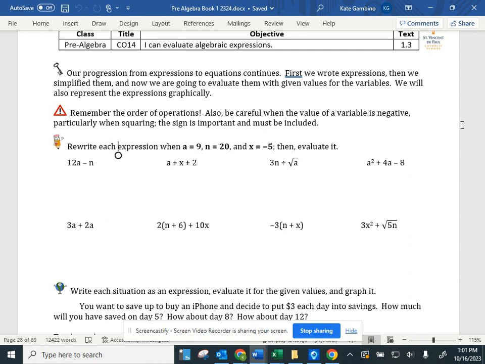So remember the order of operations. That's key. We've gone over the order of operations, and we have to remember the order. Also, be careful when the value of a variable is negative, particularly when squaring. The sign is important and must be included. So think about this. If we square -5, what would my answer be?